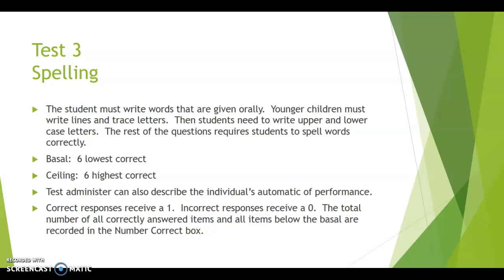And you can also indicate, as a test administrator, the individual's automatic performance. Now, the correct responses receive a 1, and the incorrect responses receive a 0, just like the other tests. All the correct responses are calculated and put into the number correct box.